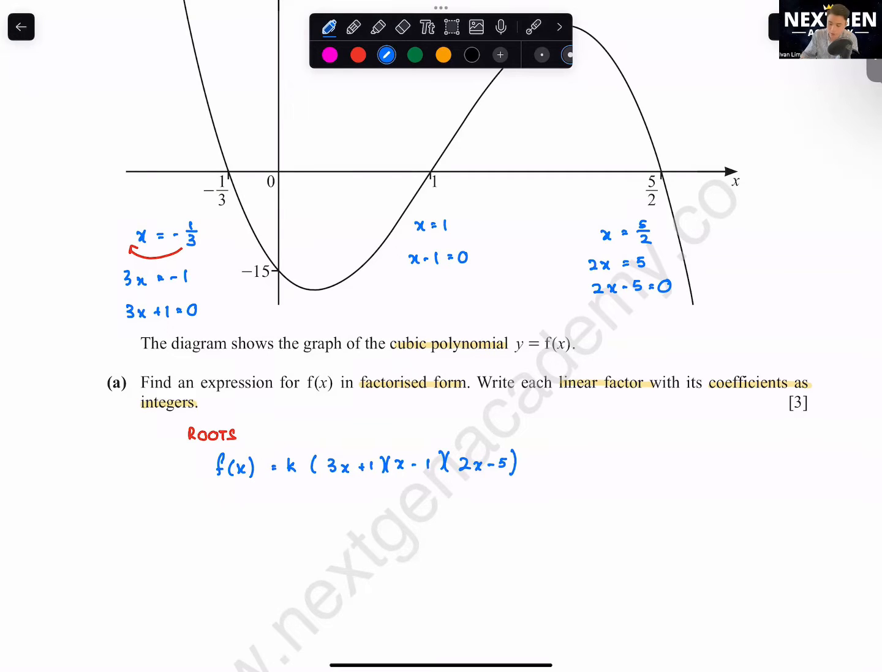Some students will ask me, teacher, what exactly is a linear factor? What are they asking me? Whenever we see the word linear, linear means x to the power of 1, like y equals mx plus c. That's all. Don't overthink it. You see here, it's all x, x, and x.